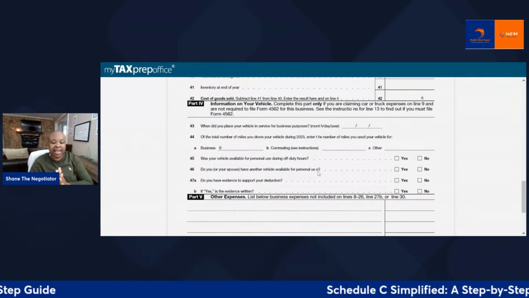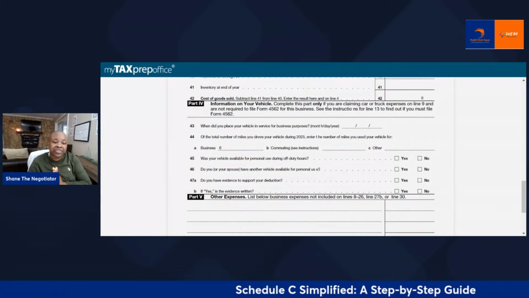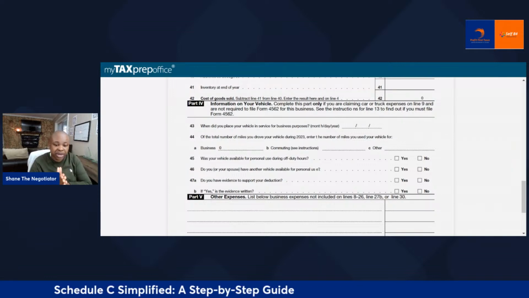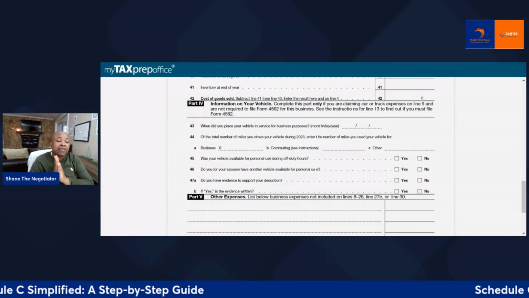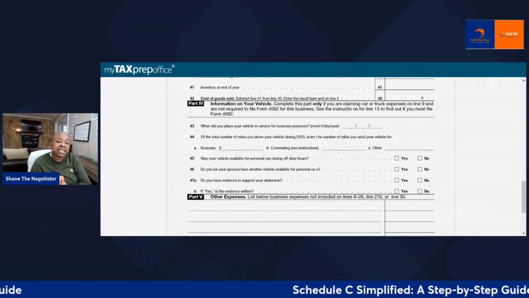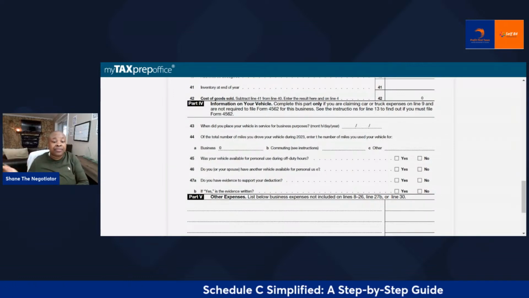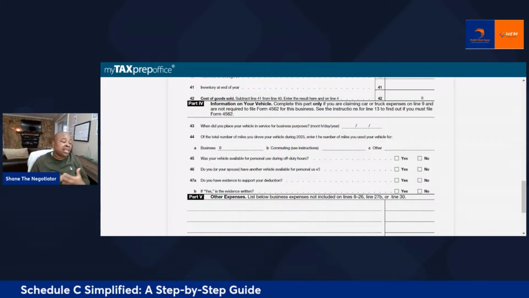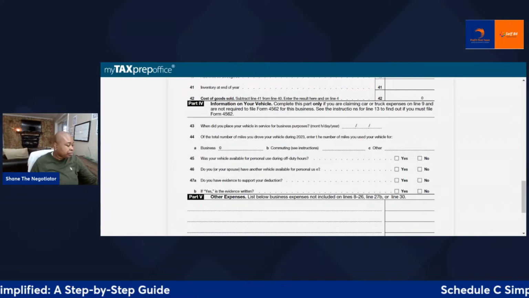So that's why it's a good practice. And when this video is airing, it's the beginning of January. So you still have time. If you're watching this in January, go take a picture of your mileage if you haven't done it yet, because you're going to need that throughout this year for next year when you file your taxes, if you have not been keeping up with your mileage.